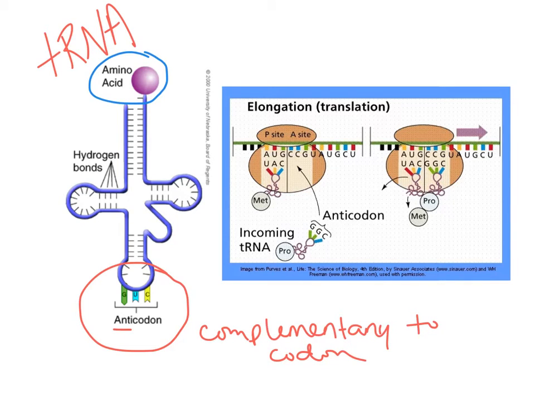So the anticodon on one end of the tRNA matches up with the codon on the mRNA, and with that comes an amino acid. So each tRNA carries one amino acid. So one tRNA, one amino acid.